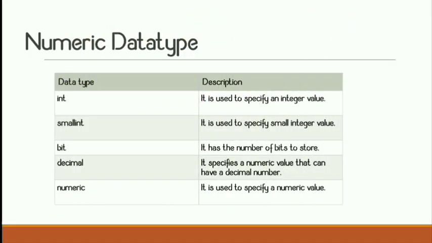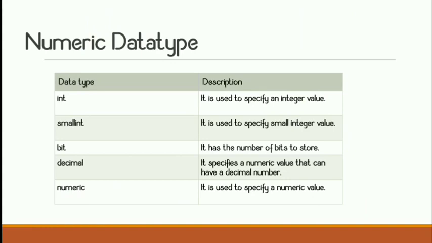First is the numeric data type. We use the int data type to specify an integer value. If you want to enter 1, 2, 3, 4, any type of integer value, then we use the int data type. Then there is the next, smallint. Smallint is used to specify a small integer value. If your integer value is small, then you can use the smallint data type.